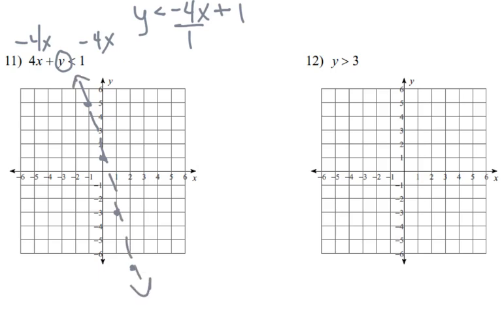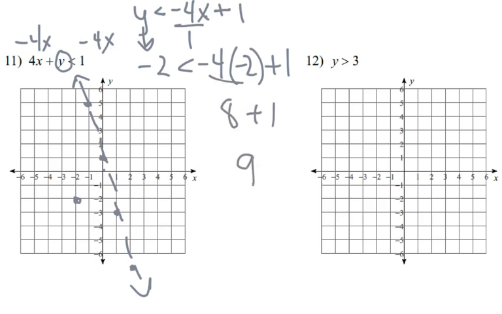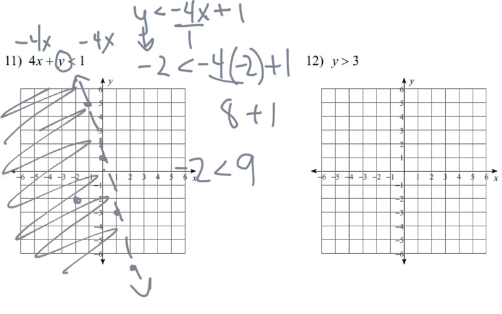Pick our test point 0, 0. Still could work. Why don't we pick a different one just because it's kind of close? So let's pick -2, -2. So I put -2 in for y, -2 in for x, plus 1. Negative times a negative is a positive 8, plus 1 is 9. Is -2 less than 9? Yes, it is, so we shade the side where -2, -2 is.